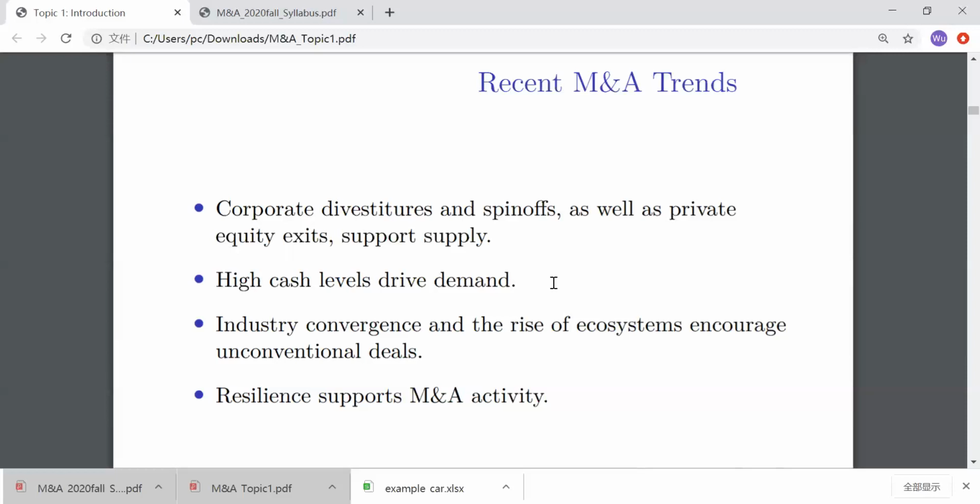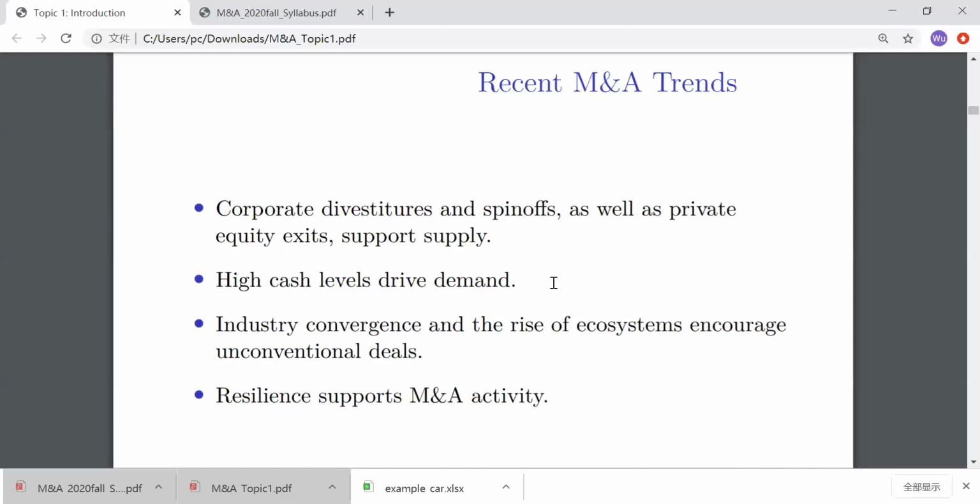For example, Amazon was trying to buy Whole Foods, that's a retail store, right? Traditionally we think that Amazon is a high-tech company. We never thought that Amazon is a retail company, right? So now you can see there is increasing convergence between industries. That's one of the trends. And when industries converge, one of the consequences is that there are more unconventional mergers and acquisitions, right?